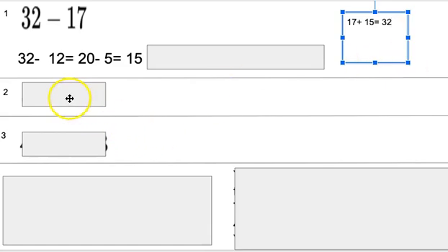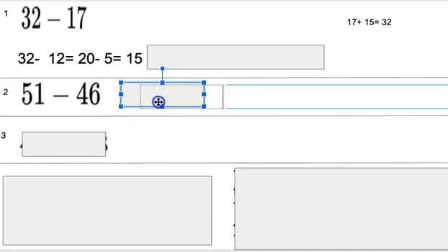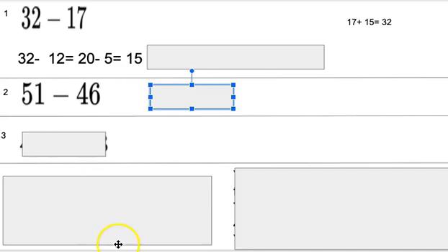So let's go down to number 2. So number 2 is 51 minus 46. Now, when I see two numbers that are pretty close to one another that are being subtracted, I usually take the smaller number and just count up and see from the smaller number to the bigger number what the difference is. So let's start with 46 and go 47, 48, 49, 50, 51. So for my answer, I would get 5.